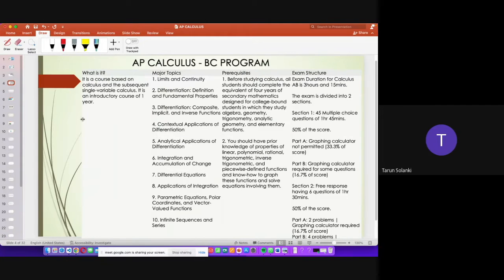Okay, let's discuss the course for the BC program. This is a course based on calculus and the subsequent single variable calculus. It is also an introductory course for the 1 year.